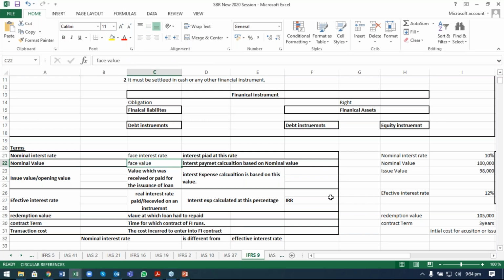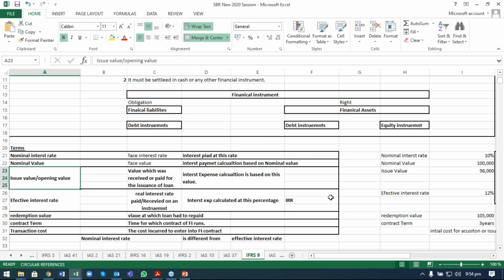What is nominal value? Nominal value is the face value of a debt instrument. Interest payment calculation is always based on nominal value multiplied by nominal interest rate. So the interest payment to the purchaser of the loan note should always be based on these two criteria: nominal value into nominal interest rate.